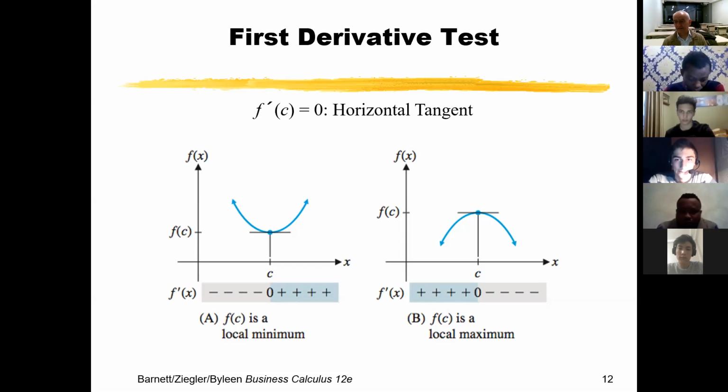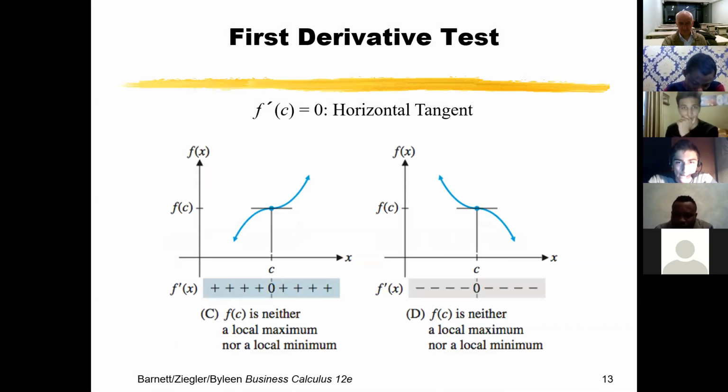This is once again an example. In the first picture we have a local minimum, and in the second picture we have a local maximum, and the derivative at this point c is zero, absolutely. And here is a case when the derivative is equal to zero, but despite it we have neither a local maximum nor a local minimum. We have no extrema there.